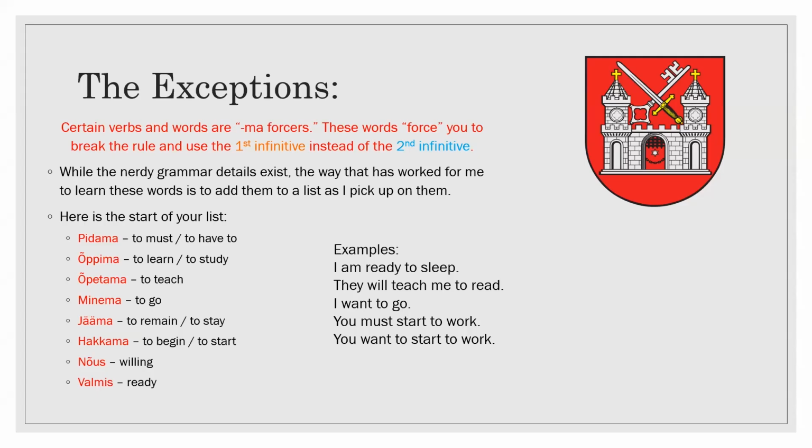Now for the exceptions. Certain verbs and words are what I like to call MA forcers. These words force you to break this rule and use the first infinitive instead of the second infinitive for the second verb in the sentence. So if you dig into a textbook, you can start to find some of these little details of what kinds of words are MA forcers and their characteristics, so that you can have a general idea of what's out there and what to be looking out for.